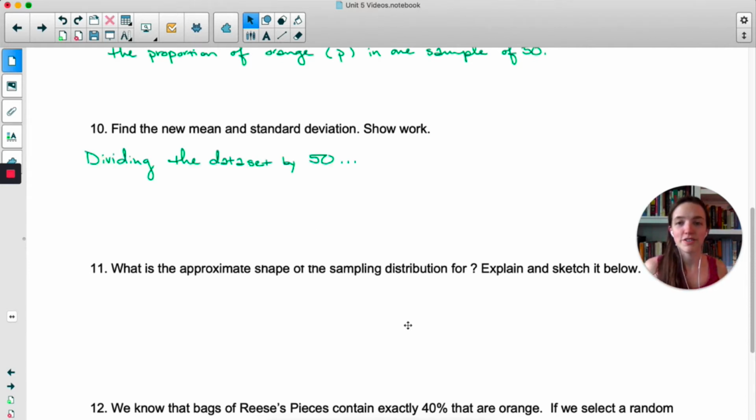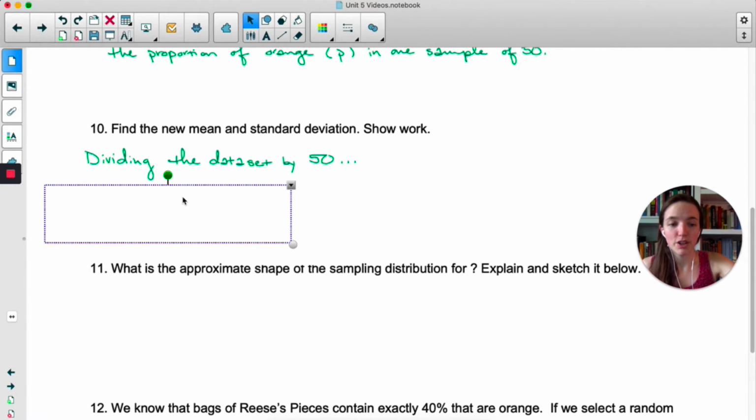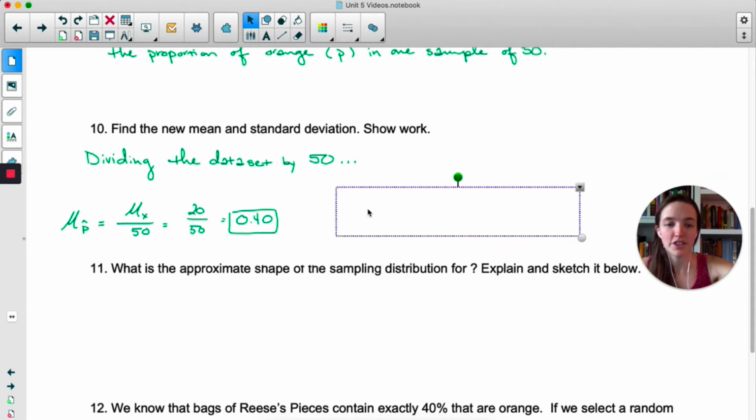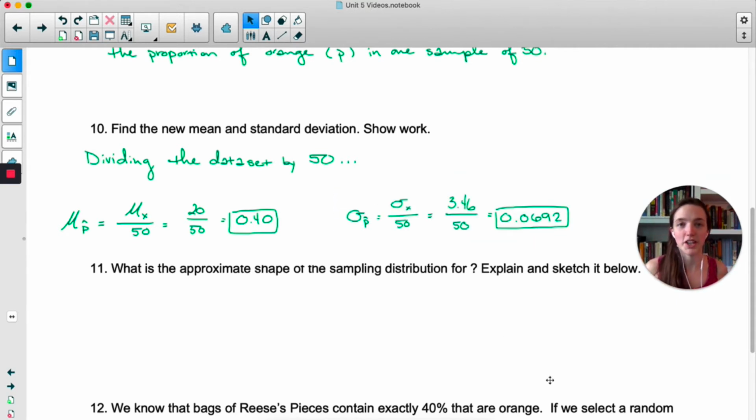Okay, so we are dividing the entire data set by 50, going through and taking each number and dividing them all by 50. So for means, we just divide the mean by 50, that's easy. 20 over 50 equals 0.4. For the standard deviation, we also are just dividing by 50. Remember, it's adding and subtracting that doesn't change the standard deviation. Multiplying and dividing does change the standard deviation.